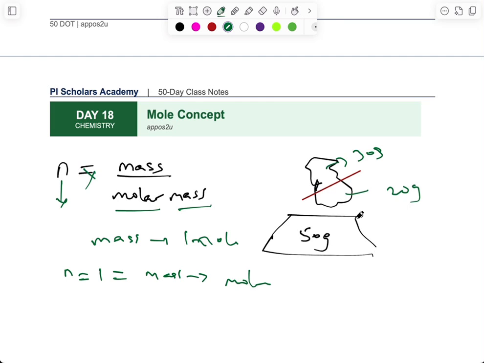So what we're saying is that whenever you measure the mass of this substance, and this mass corresponds to 1 mole, then that is actually the molar mass of the object. So molar mass is the mass of a substance that corresponds to 1 mole of it. And that is why molar mass is given as gram per mole. The unit of molar mass is gram per mole. So the first relationship is number of mole is mass divided by molar mass.